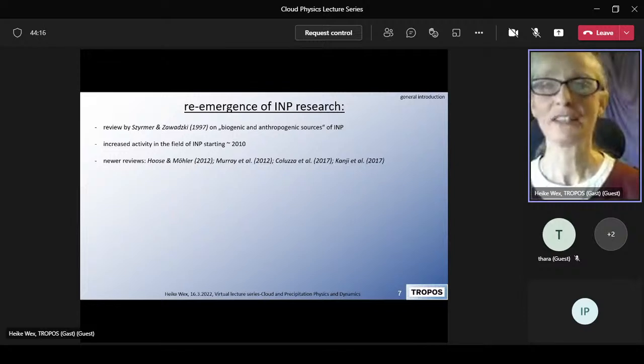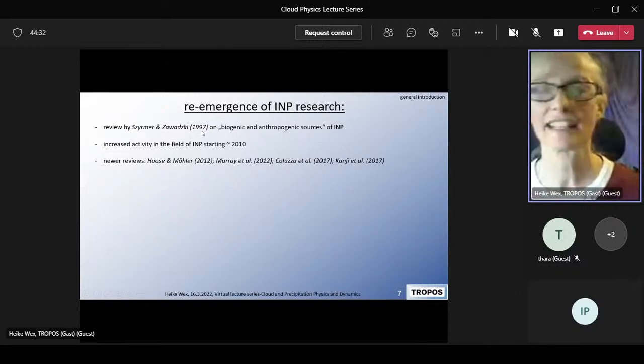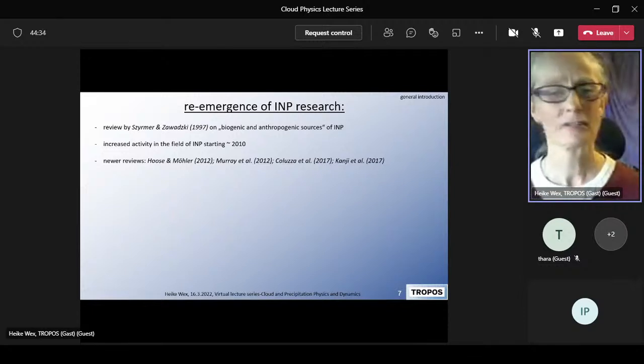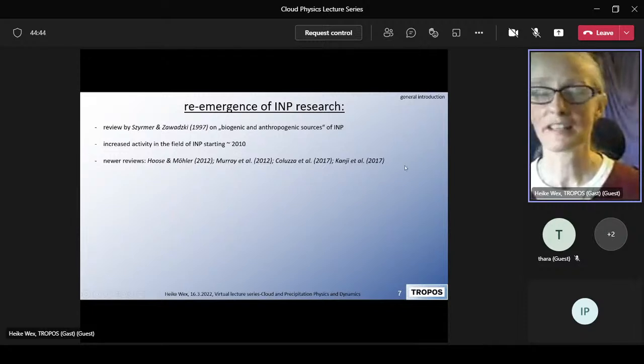Re-emergence of INP research. Fact is that INP were researched on a lot already in the past century. Like it started in the 40s, it was very intense in the 70s and 80s. There's a summary paper from 97, which summarizes lots of materials that can be INP in the atmosphere. But around about that time, for 1 or 2 decades, INP research quasi vanished. And it started again in 2010 with lab studies. There are some newer reviews on that.